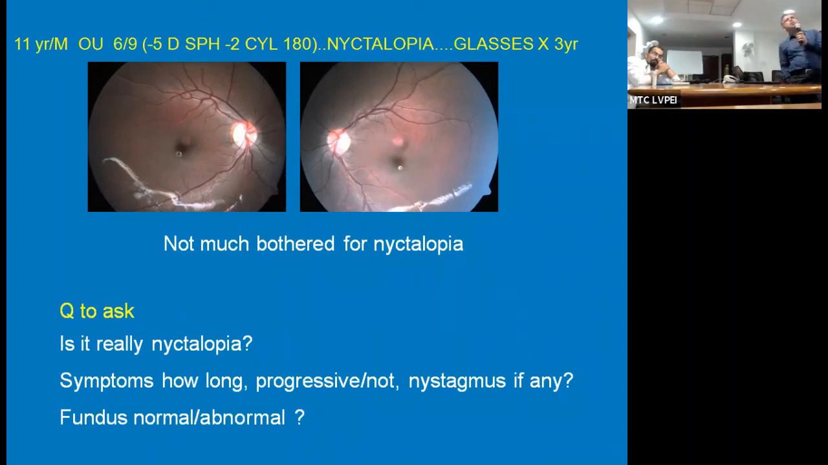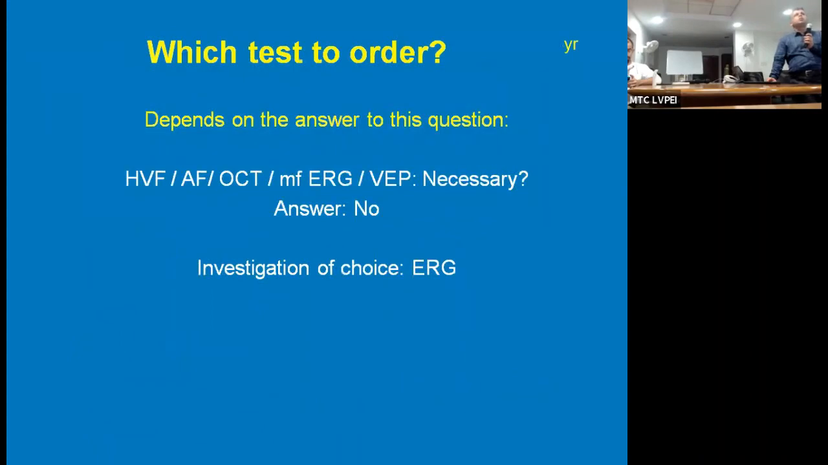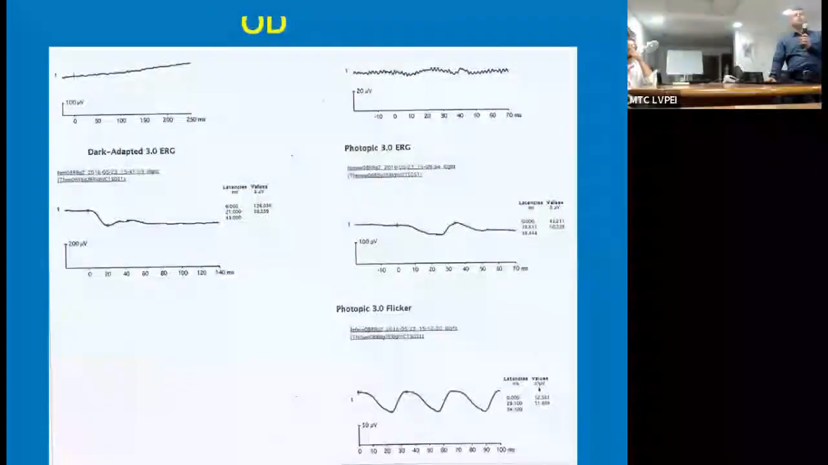Probably first, once we confirm that it is really nyctalopia, the test of choice would be the one that targets the rod photoreceptors, and that would be ERG. Of course, before that, I would like to see the color vision, the pupillary reaction, OCT, and all these things are going to be normal only. HBA, autofluorescence, OCT, all these things are going to be normal. Then the investigation of choice is ERG, because we are looking at the rod photoreceptors.